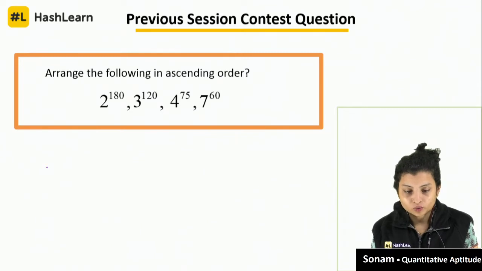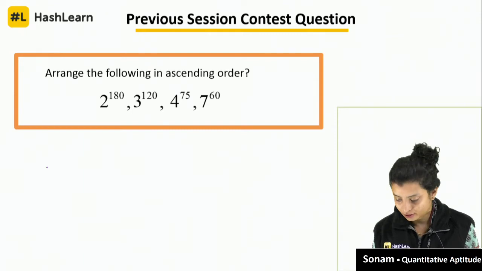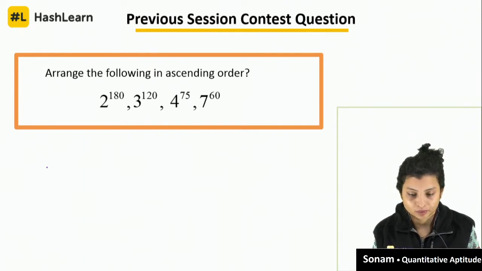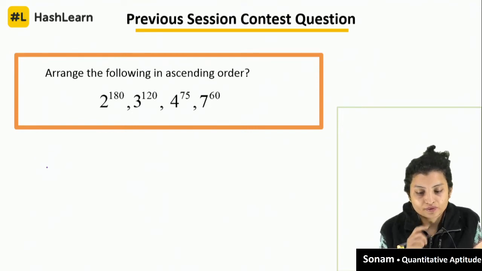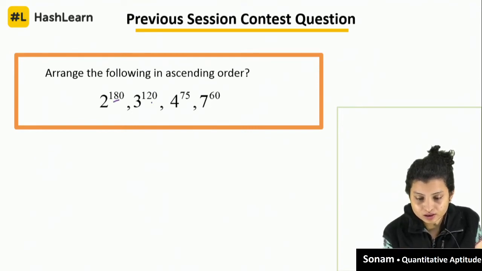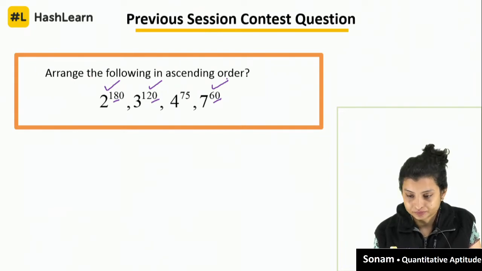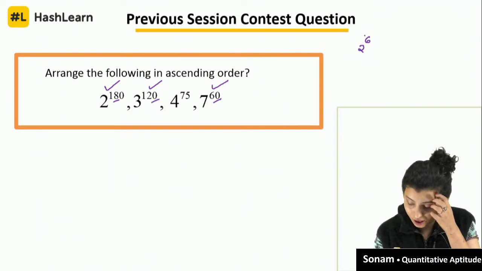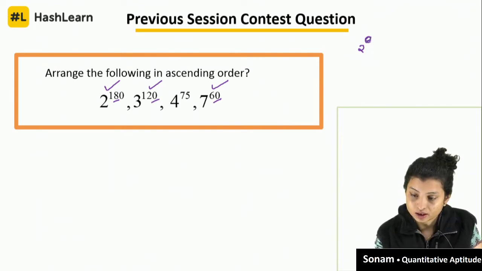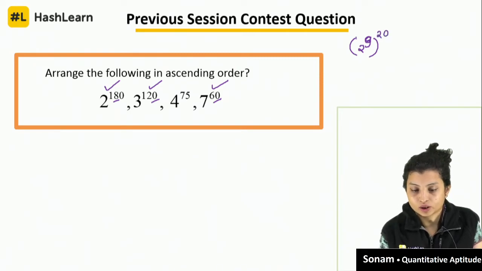Okay, so what we can do, either we can make the numbers the same, but that is slightly difficult, or we can make the power the same. Okay, so let's try to make the power the same. What I can see over here is this, and this. I can compare these 3 easily. How? Let's try to make the power 20. So 2 power 9, 2 power 9 into 20, because 9 into 20 is 180.